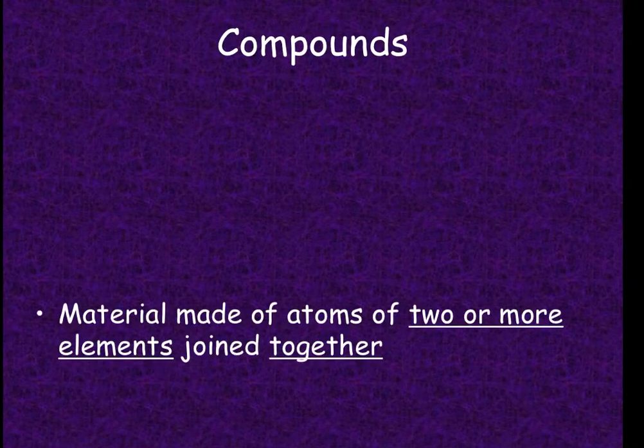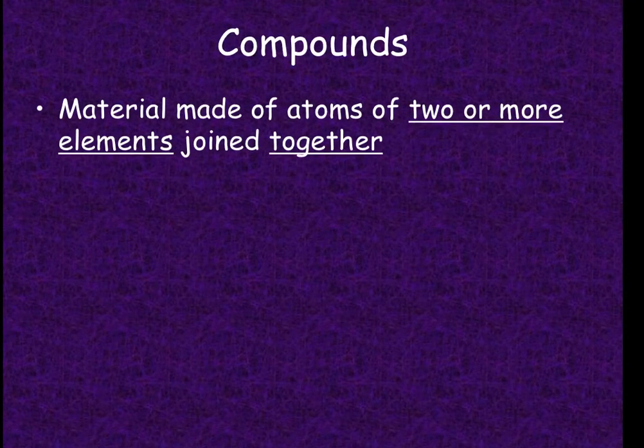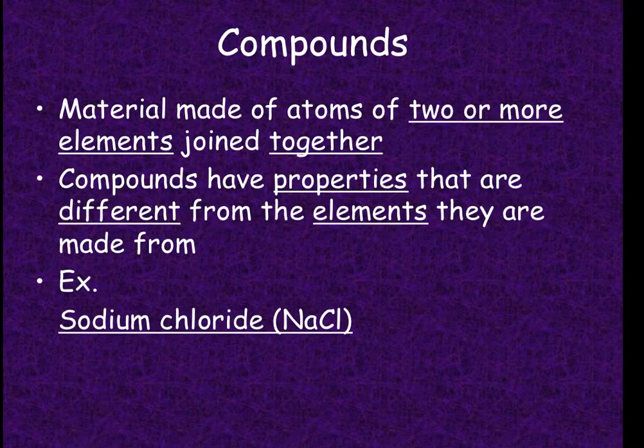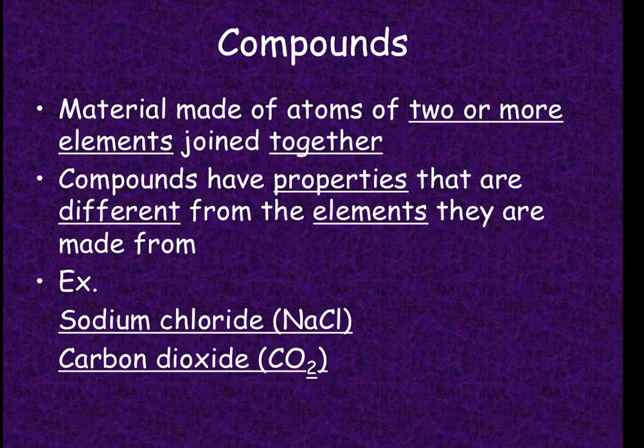The second classification of pure substances are the compounds. This is a material that is made up of atoms of 2 or more different elements that are joined together. Now, compounds are going to have properties that are very, very different sometimes from the elements that they are made from. Examples of things that are compounds are things like sodium chloride, NaCl. I have an atom of sodium and an atom of chlorine combined, and that's table salt. You're all familiar with that. Another one that you're familiar with is carbon dioxide, where I have 1 atom of carbon and 2 atoms of oxygen that are combined.